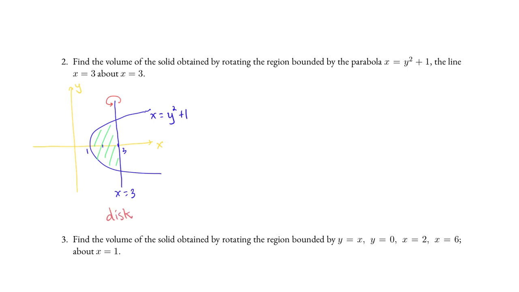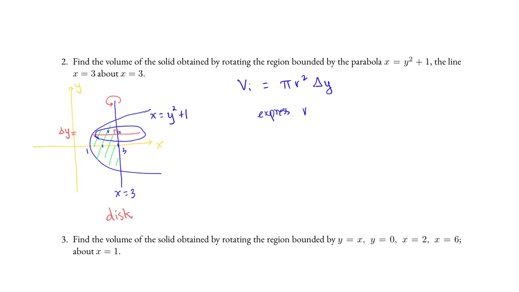Using the disk method, we will slice the solid perpendicular to the axis of rotation. Thus, the thickness is delta y. We then draw a representative slice. The volume of this slice is pi r squared times the thickness, which is delta y. The variable of integration is going to be y, and so we would need to express the radius r in terms of y.